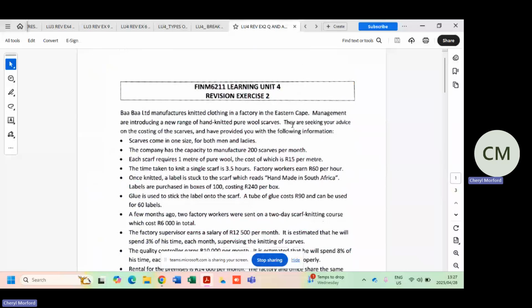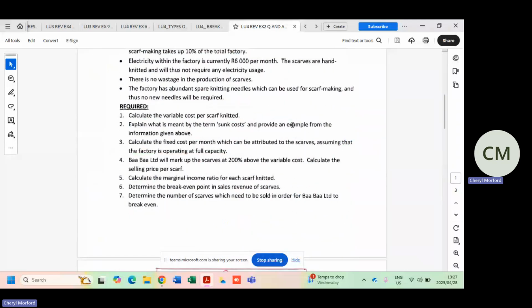Right, so let me just show you the questions, what we need to do. Number 1, variable cost per unit. Number 3, fixed cost per month. Number 4, calculate the selling price because there's a markup on cost. And then the other questions are all to do with break even.